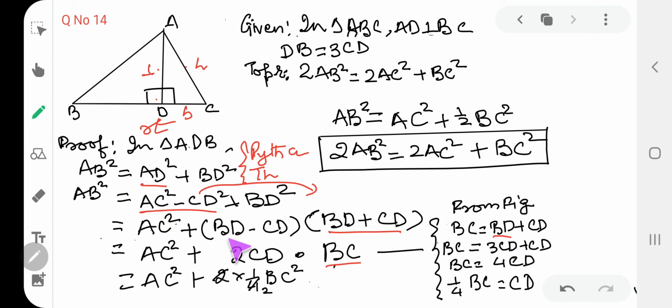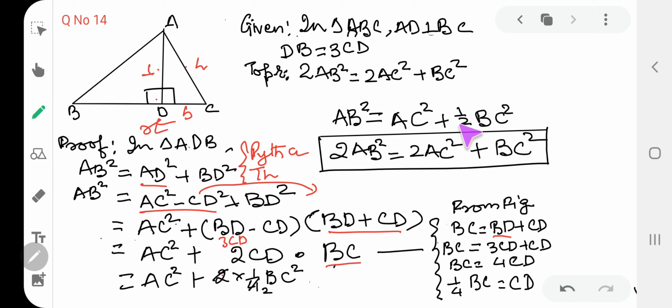Now BD is 3 times CD. So 3CD minus CD will become 2CD, and the value of CD that you have calculated from here, 1/4 of BC, if you put it here, it will become 1/2 BC square. So now you are left with AB square is equal to AC square plus half BC square.